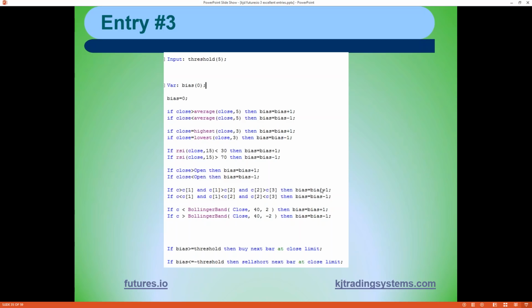And then at the bottom it says, if that variable bias is greater than that threshold amount, then it's saying most of your little tests say buy, so you're going to buy. And vice versa, it might say sell short. Now, I know a lot of you are already thinking, wait, I don't want to use those, I want to use some of my own. That's the whole point of this. This is more a framework for you to do all your own little biases.